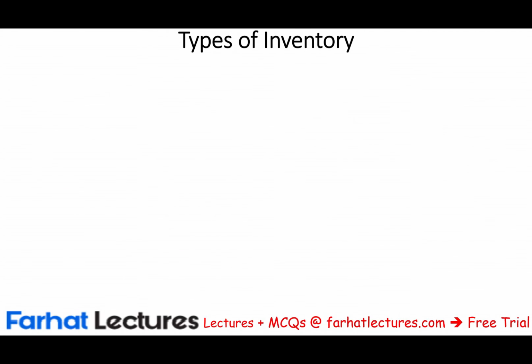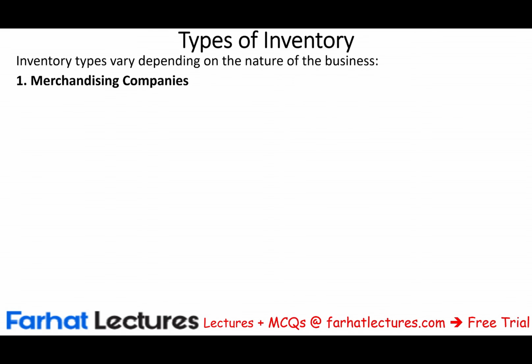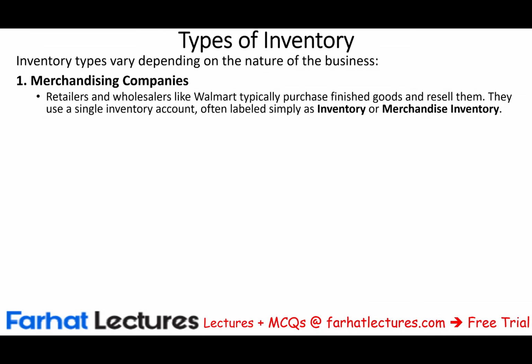As I mentioned, inventory could be for merchandisers, could be for manufacturers. For merchandisers, usually it's one line, called inventory or merchandise inventory. They use a single inventory account because that's all they have. A company like Walmart, that's all they have.